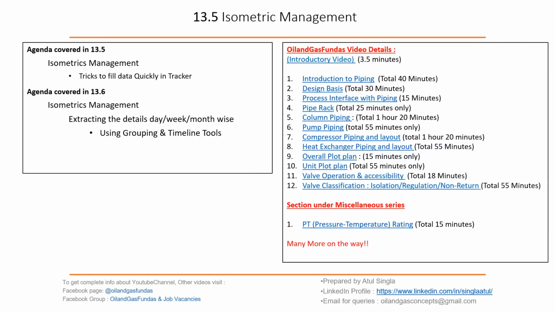So these were a few of the tricks which we can use to fast track our manual activities to fill the data in the isometric tracker. In the next part we are going to use the grouping and timeline tool, by which we can get details on a daily, weekly or month-wise basis for an individual checker, modeler or any stage of the isometric cycle. This is going to be very interesting.